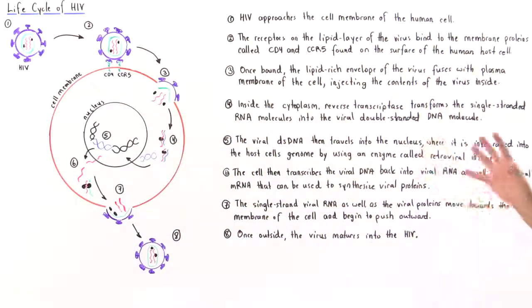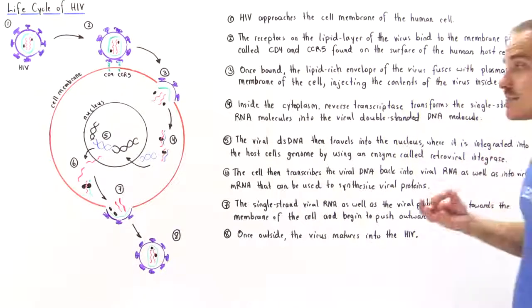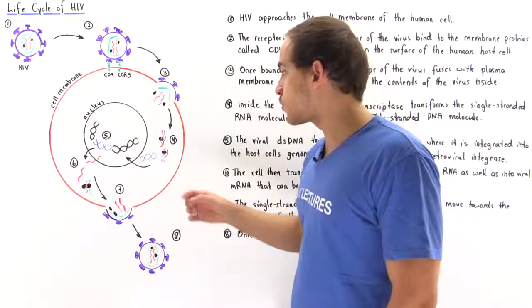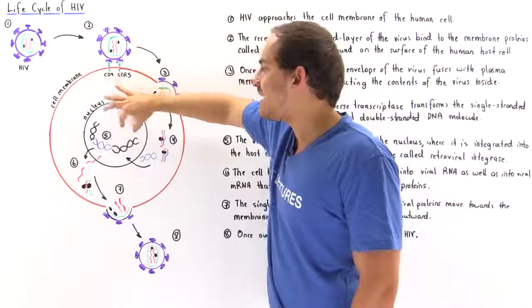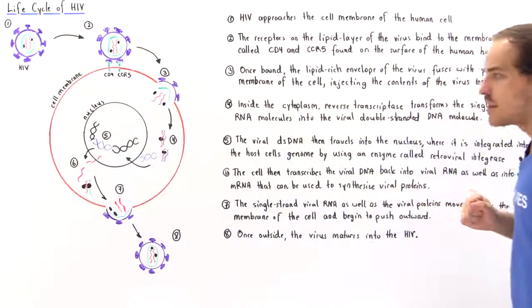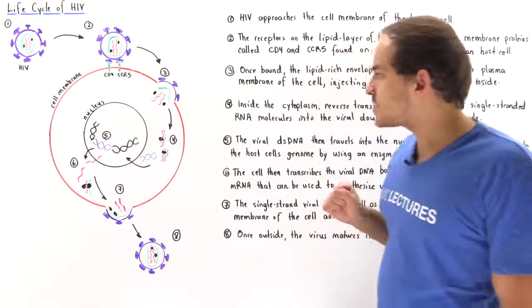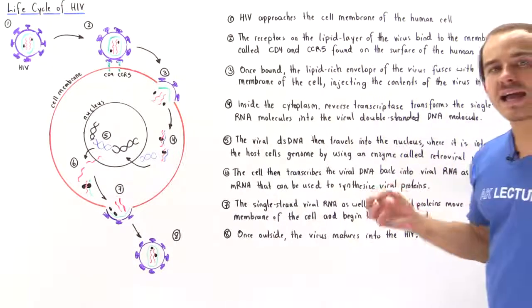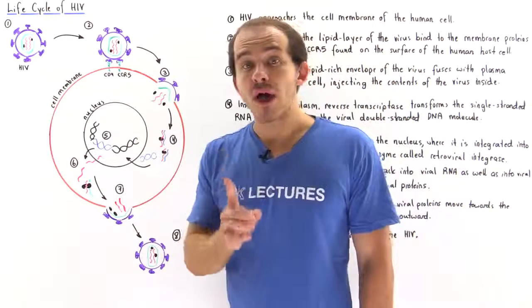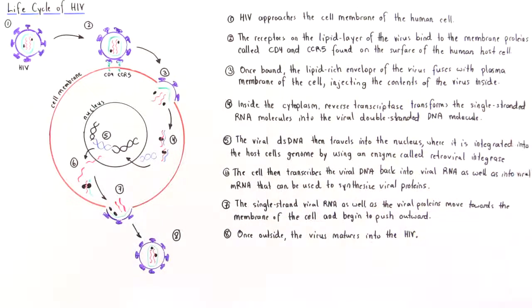And in the nucleus of that cell, another special type of enzyme known as retroviral integrase, or simply integrase, acts to integrate or incorporate that viral double-stranded DNA shown in blue into the DNA genome of that human cell. Now, once that actually takes place, we move on to step 6. So in step 6, the cell then transcribes the viral DNA back into viral RNA, as well as viral mRNA that can be used to synthesize viral proteins.